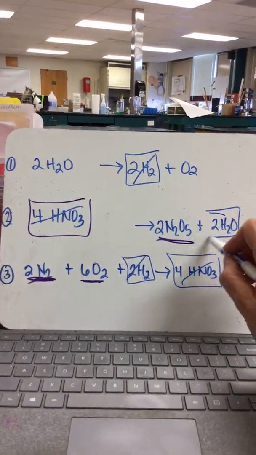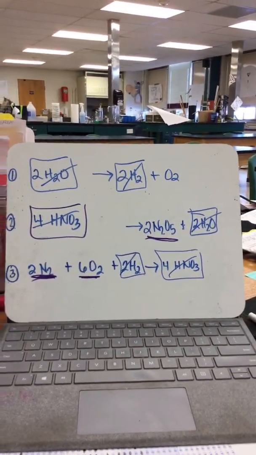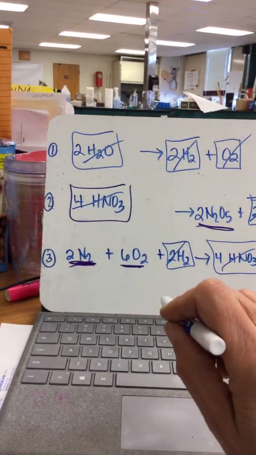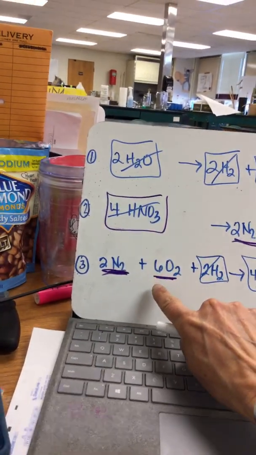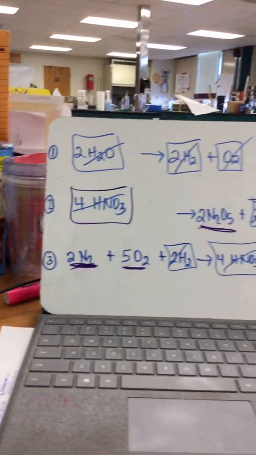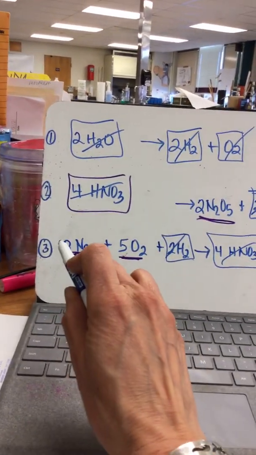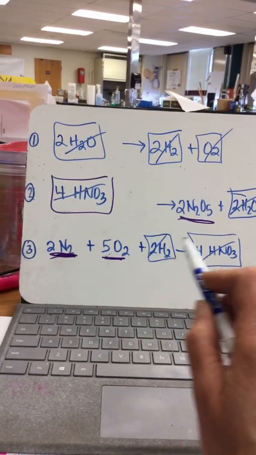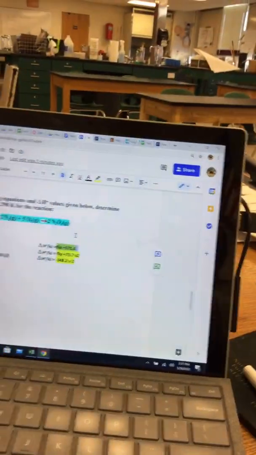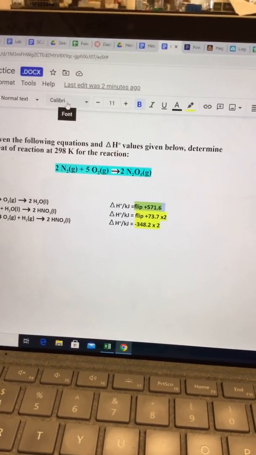Here are 2 waters, and there are 2 waters. Cancel them out. And then lastly, see this 1 oxygen? I'm going to get rid of 1 oxygen on this side. And that means I can get rid of 1 of my 6 here. So 6 minus 1 is 5. Guess what? I just ended up with exactly what I needed. 2 N2s plus 5 O2s produces 2 N2O5s.